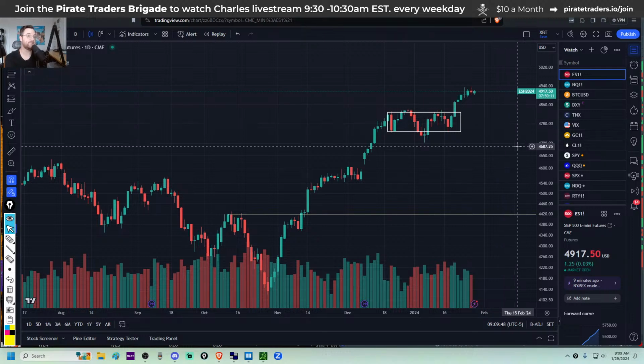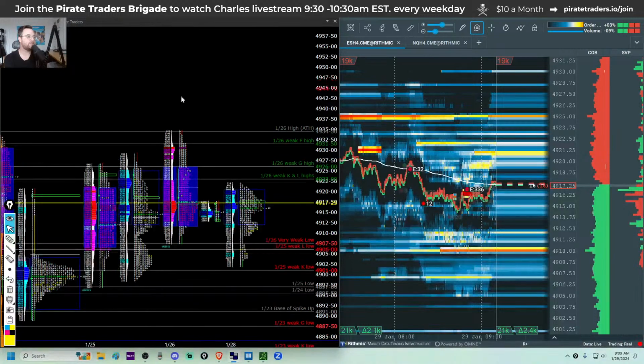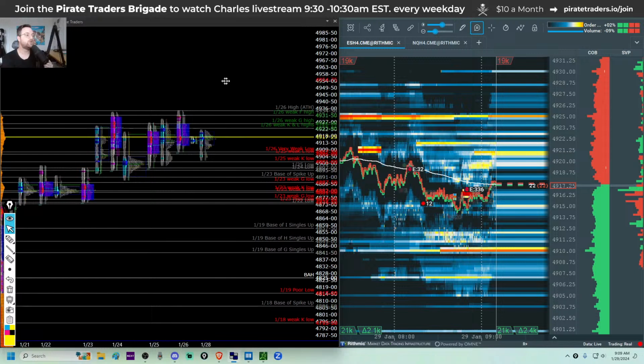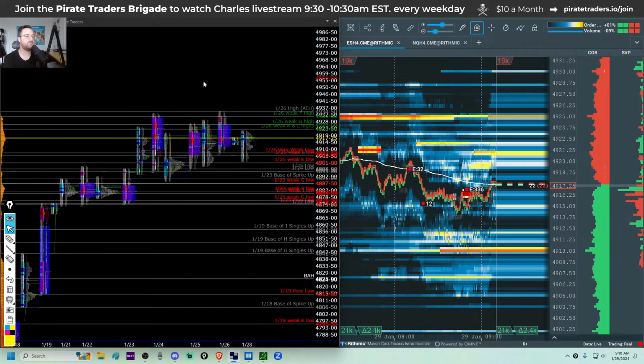So now let's zoom in and we'll take a look at that same period of time, that channel that the market has been in, and we'll look at it on the market profile chart to try to get a better understanding of exactly what has been happening. Well, on the market profile chart, we get some information here. We can see first and foremost, this move up on the 19th was very, very weak.